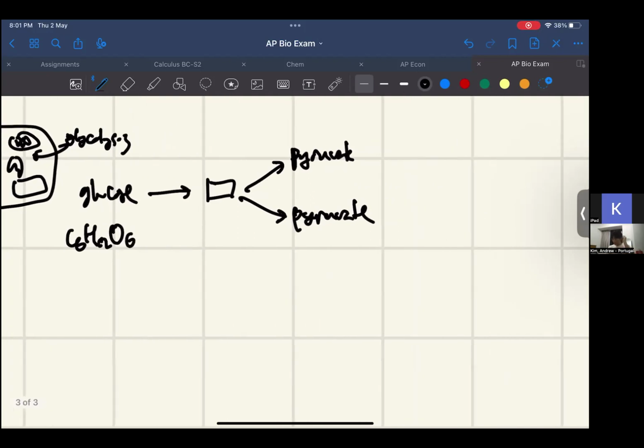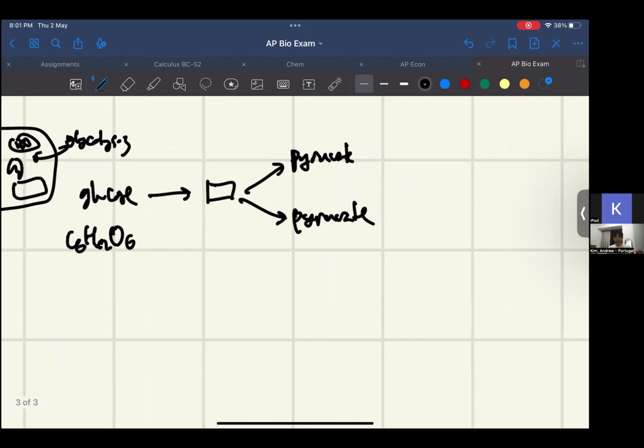Now let's think about it. How many carbons would each pyruvate have? 3. Why? You had 6 carbons in glucose, and if that splits into 2 equal parts, each pyruvate would have 3 carbons, right? This is not very important, but just to help your understanding, right?